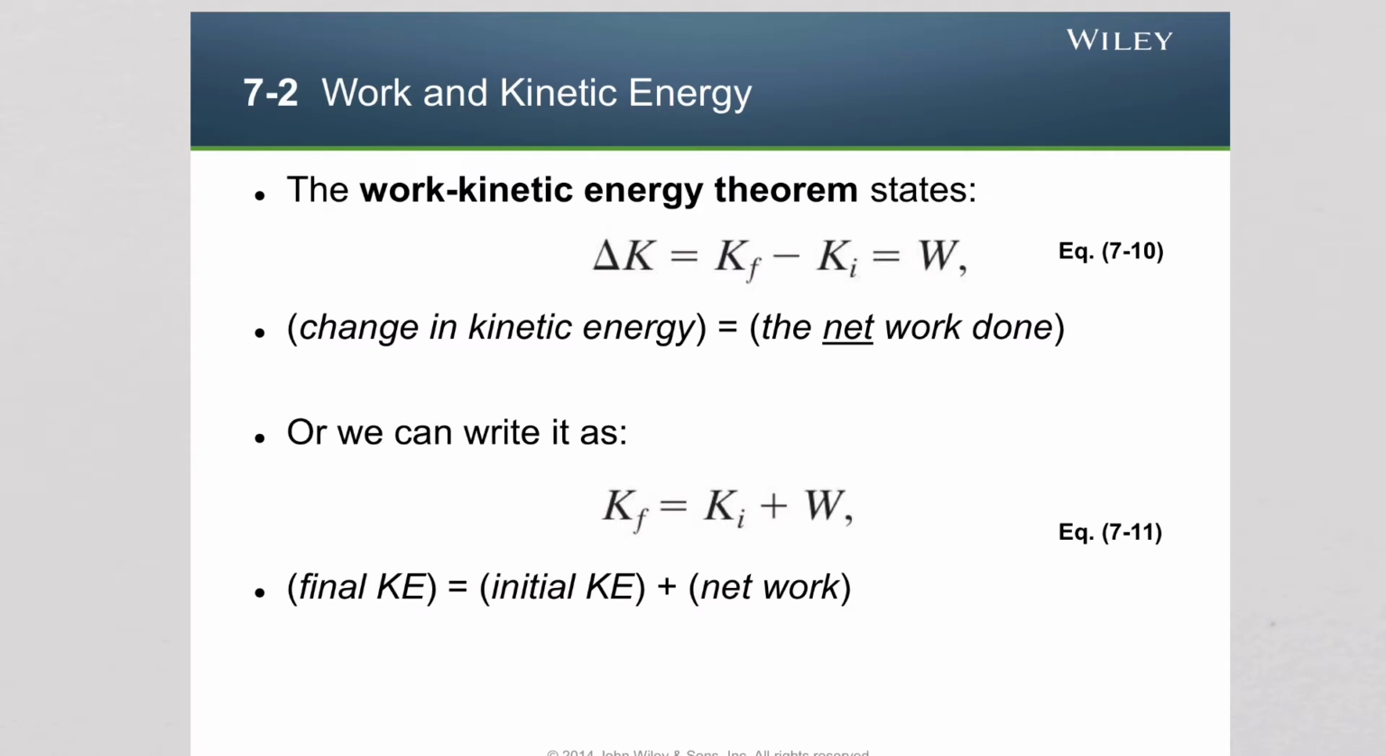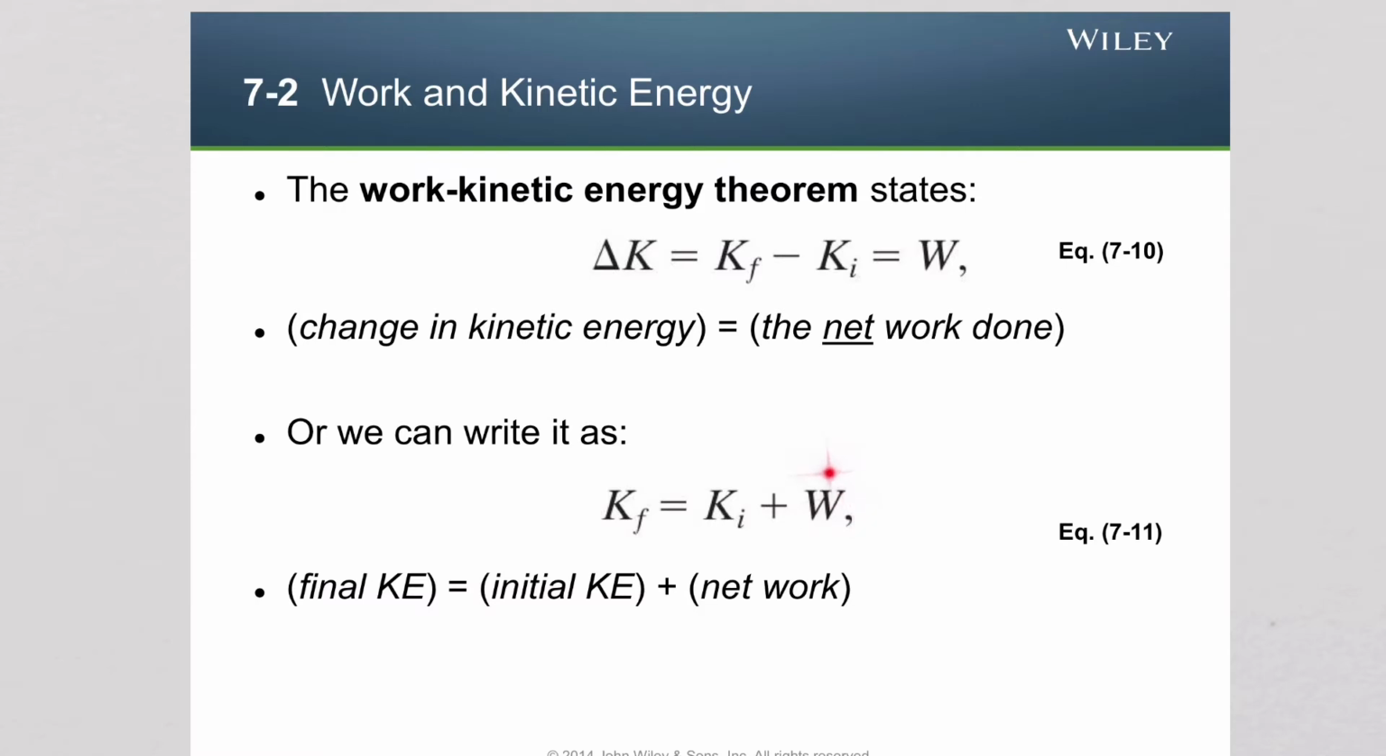The relationship between the work done by a force and the change in kinetic energy is given by the work-kinetic energy theorem. The work-kinetic energy theorem states that the change in kinetic energy delta K, which is equal to the final kinetic energy of an object minus the initial kinetic energy of the object, is equal to the work done by the net force. So change in kinetic energy is equal to net work done. I can also rearrange the terms in this statement here to find an expression for the final kinetic energy. The final kinetic energy is equal to the initial kinetic energy plus the net work done.